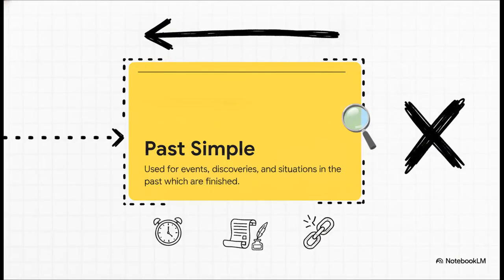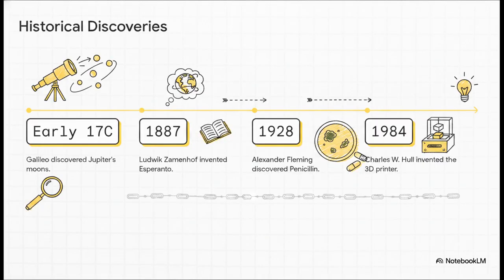The absolute golden rule here is a closed time period. The past simple is used for events, discoveries, and situations in the past which are completely finished. If the action is entirely over, done with, gathering dust in the archives of history, your verb has to reflect that closed chapter. You're no longer talking about how the universe always works. Instead, you're pinpointing exactly when a specific, finished human endeavor actually happened. Let's jump into the timeline and see how this builds.